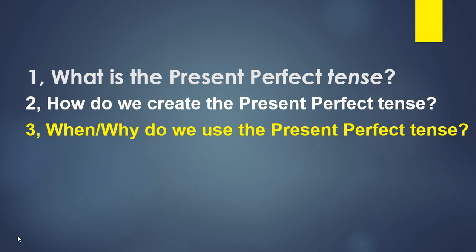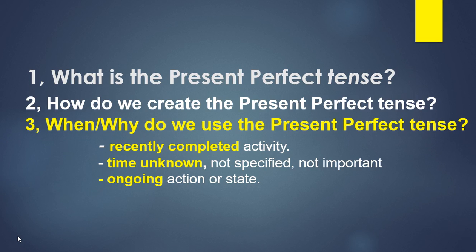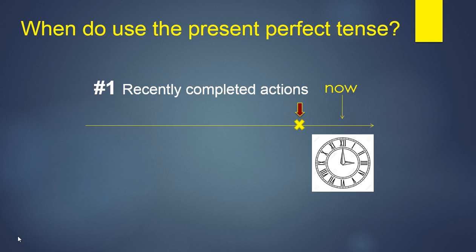Okay, what we're going to look at now is a little bit more complicated. It's when and why do we actually use this present perfect tense? Well, before we go further, let me explain. There are three main reasons for using this tense: recently completed activities or states, when the time is unknown or unspecified or unimportant, or an ongoing action or state. And we're going to explain those things in a bit more detail right now.